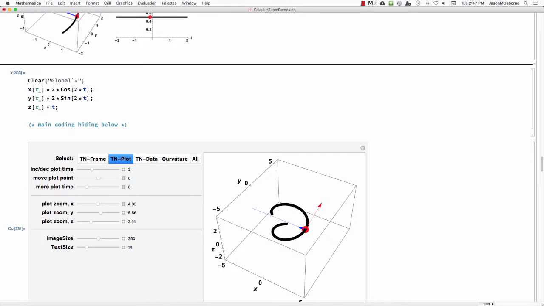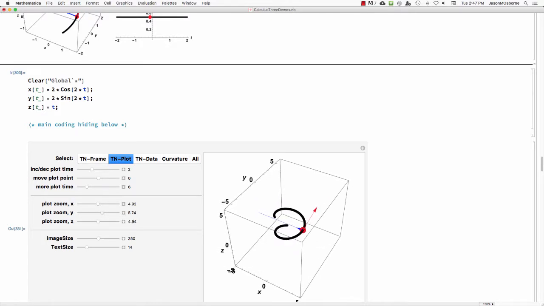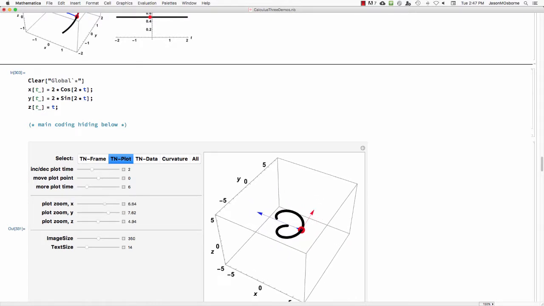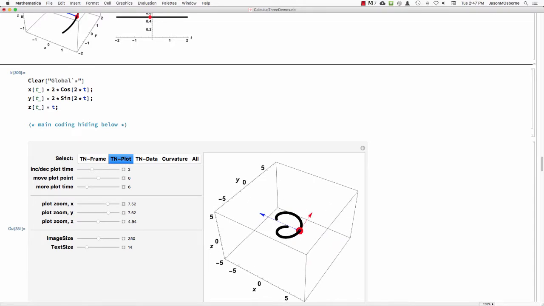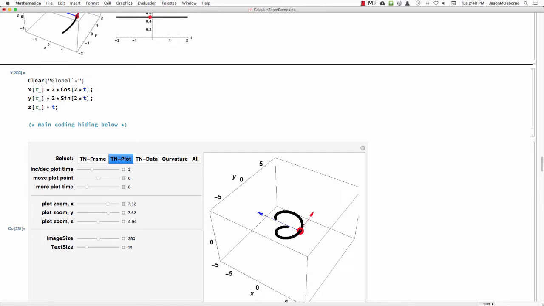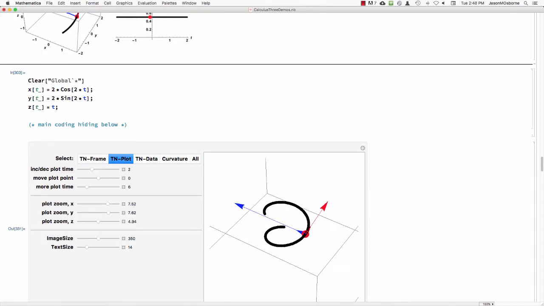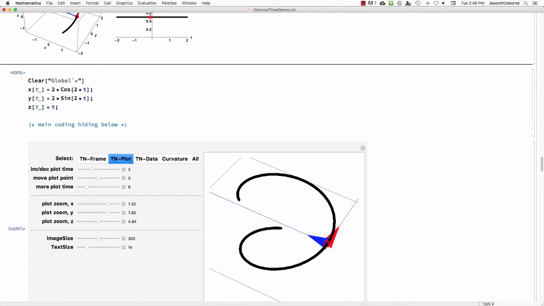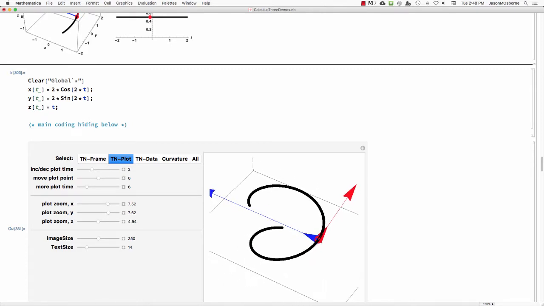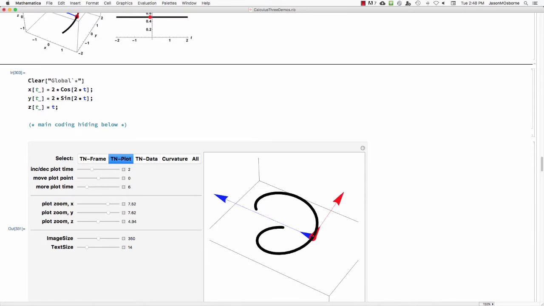Okay, what we're seeing here is a plot of T and N. I've got to zoom out a little bit more. So there's your helix, right? Thin red is your velocity vector, blue is the acceleration vector, and if you keep zooming in, then you can see T and N. And the acceleration for this helix seems to be pointing only in the normal direction.